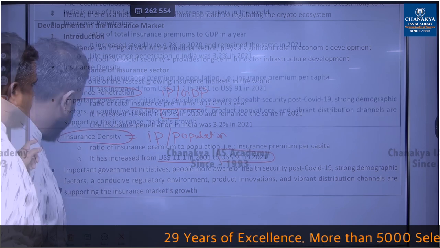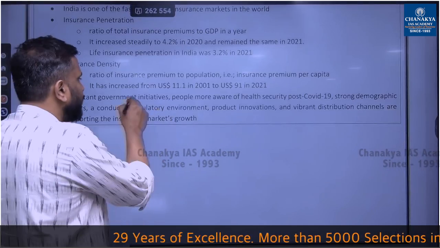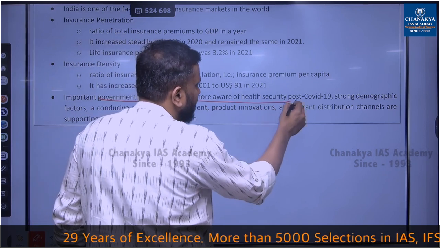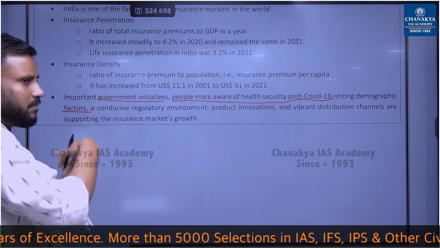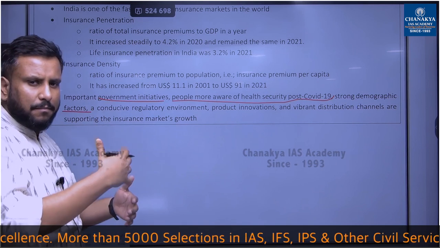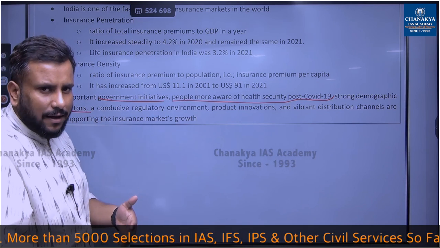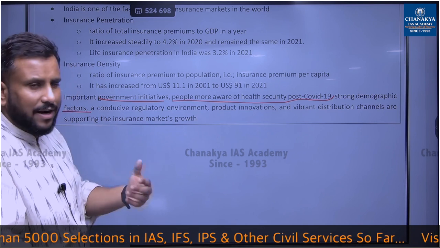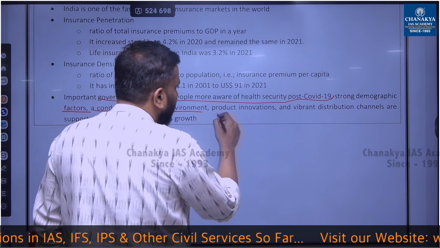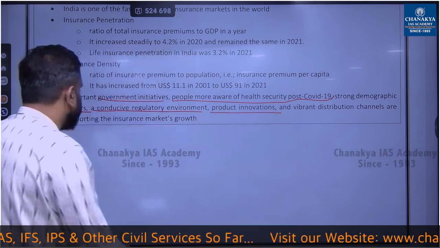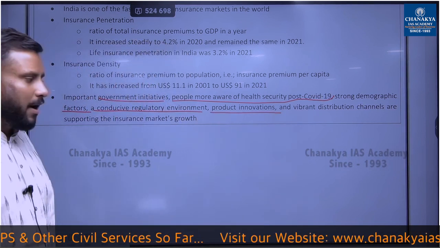Right. So important government initiatives, more awareness about health security post the COVID-19, strong demographic factors, that means more and more people are in the younger age population, and they're much more aware about the importance of insurance. A conducive regulatory environment, product innovations and vibrant distribution channels are supporting the insurance markets.